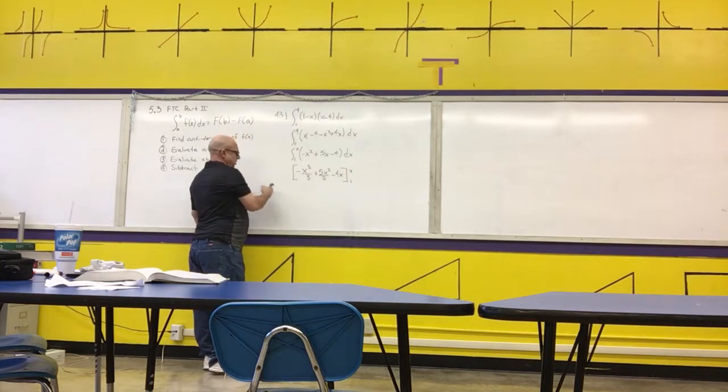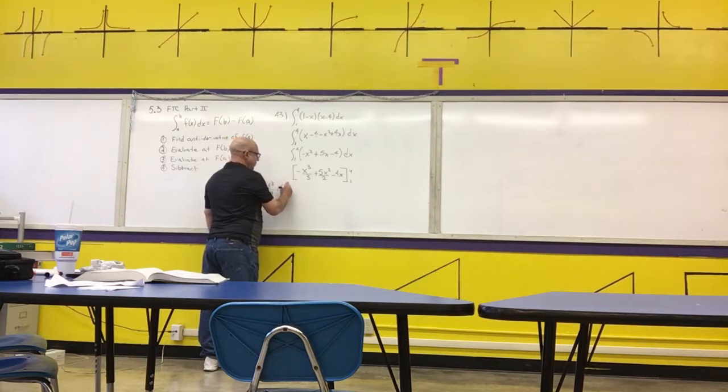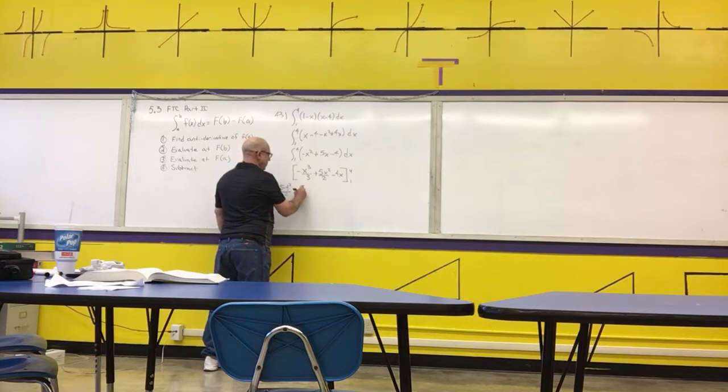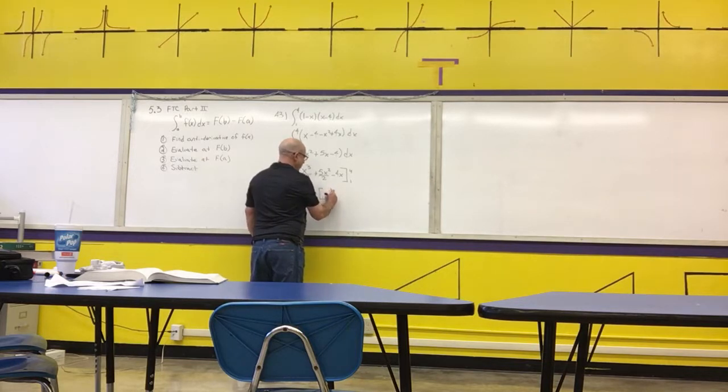So I'm going to move over to the left a little bit. I'm going to put a 4 in for x for my first group. So I get negative 4 cubed over 3 plus 5 times 4 squared over 2 minus 4 times 4, minus, when I put a 1 in, so that's negative 1 cubed over 3 plus 5 times 1 squared over 2 minus 4 times 1.